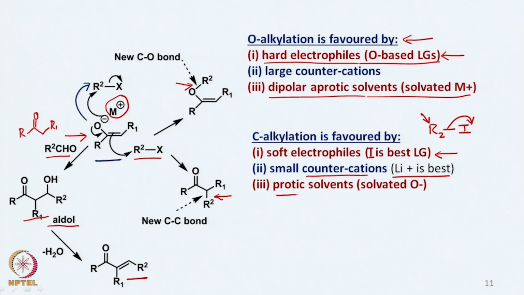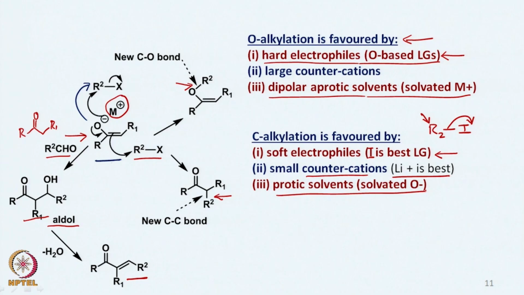And of course we have protic solvents, which solvate O minus. So if we have a protic solvent like methanol or ethanol or something of that sort, then of course the O minus of the enolate would have a kind of hydrogen bonding with the proton of the solvent, and thus the negative charge is not available for the nucleophilic attack, and thus the double bond attacks, and then C alkylation is favored. So we can do these kinds of modifications, and then we can tune the reaction for either O or C alkylation as the case may be.